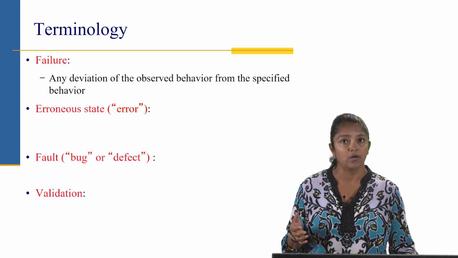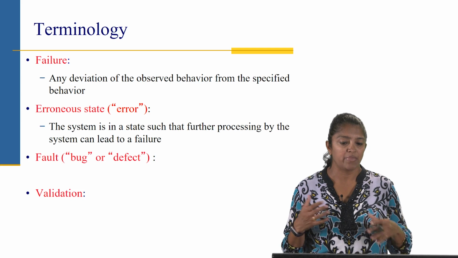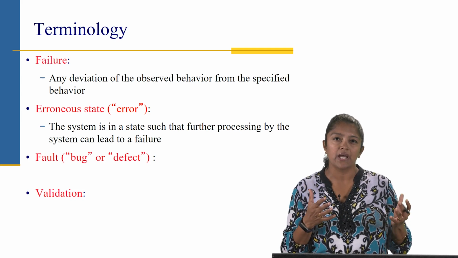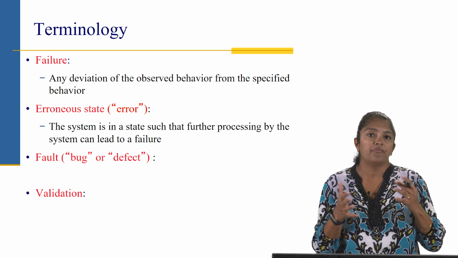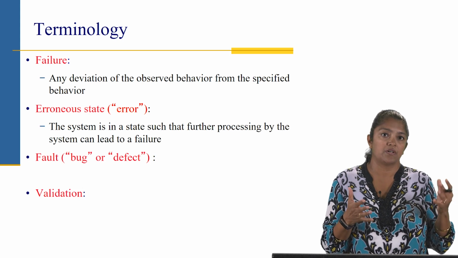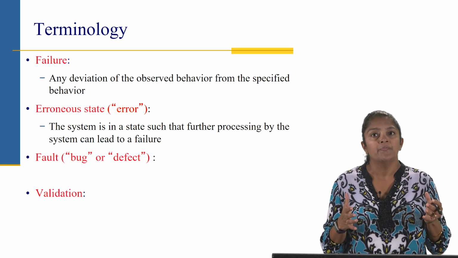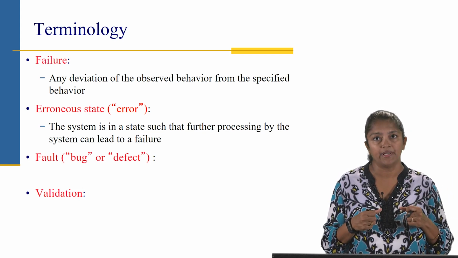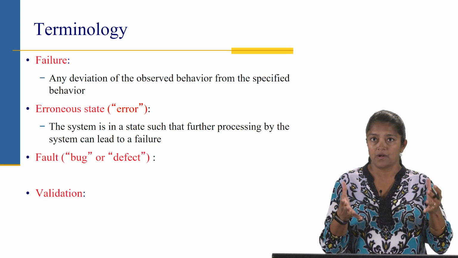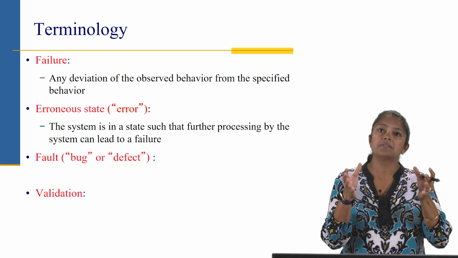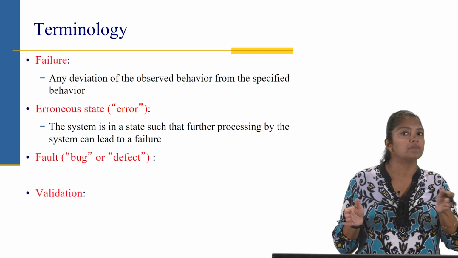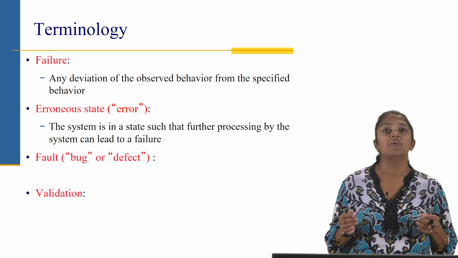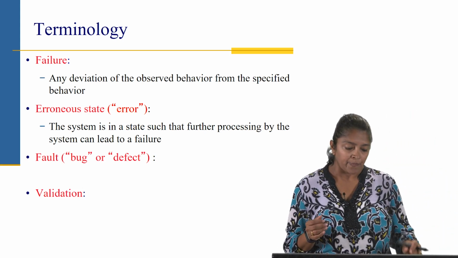Erroneous state, also known as error, is basically when the system is in a state where if it further processes or continues with the processing, then the system can lead to a failure. So the failure has not occurred yet, but the system is in a state where proceeding to the next step will lead to a failure.